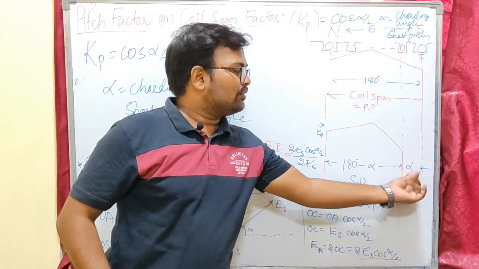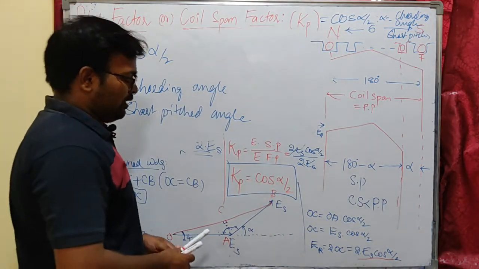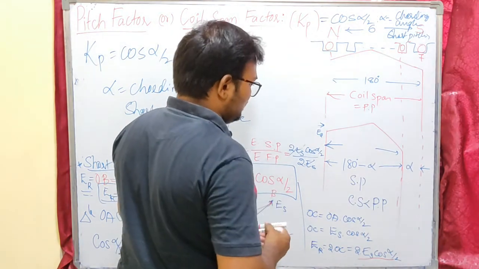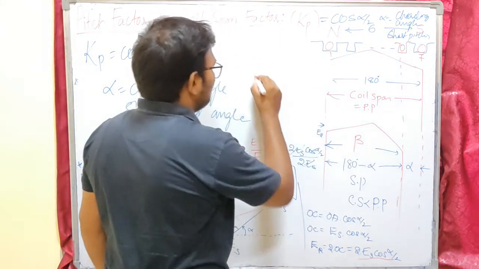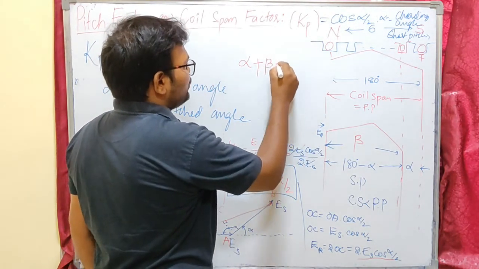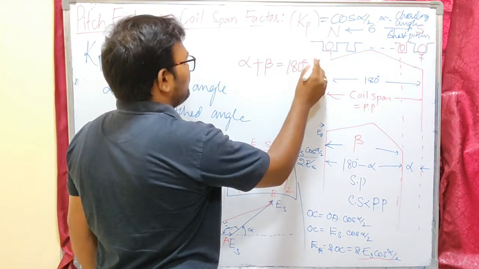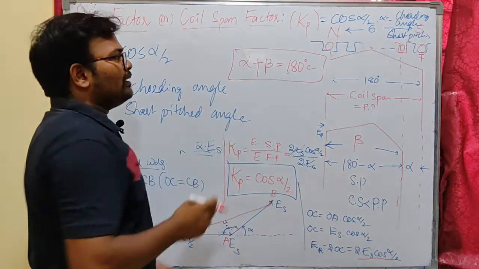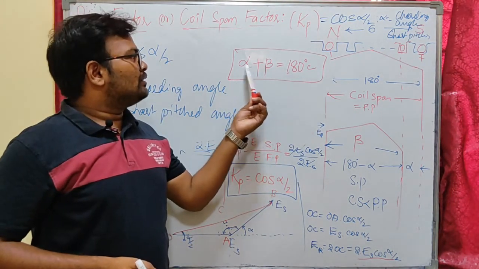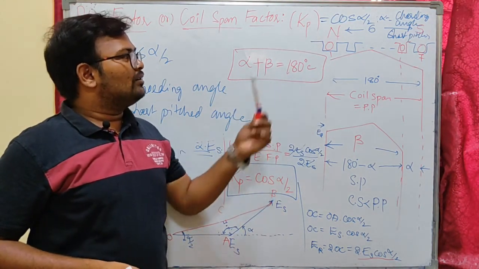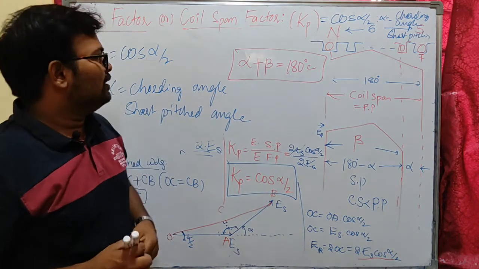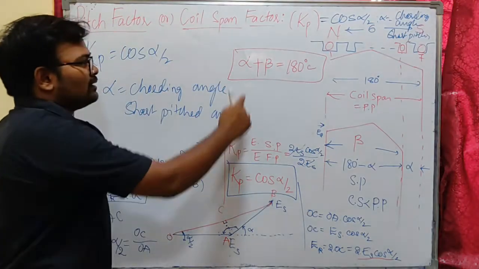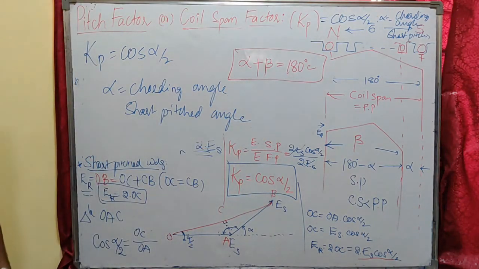This is alpha, and you can see that the coil span is denoted with a variable, that is beta. That means alpha plus beta should be equal to 180 degrees electrical. So this is another condition. Alpha is chording angle and beta is coil span, and the sum of chording angle and coil span should be equal to 180 degrees electrical.